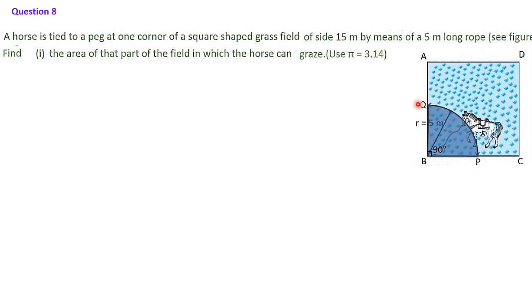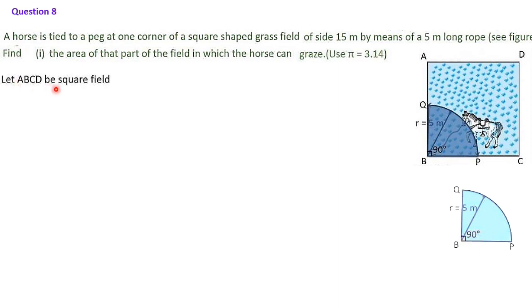Clearly it is a sector that is formed. Since it is a square field, the angle here is 90 degrees, and the radius means the length of the rope, that is 5 meter, it is given to us. So it is easy to calculate, just find out. When you see the diagram or when you separate the diagram, the sector form is like this. This is the portion we need to find the area of. Radius of the circle we can consider as 5 meter, and angle we can consider as 90 degrees.